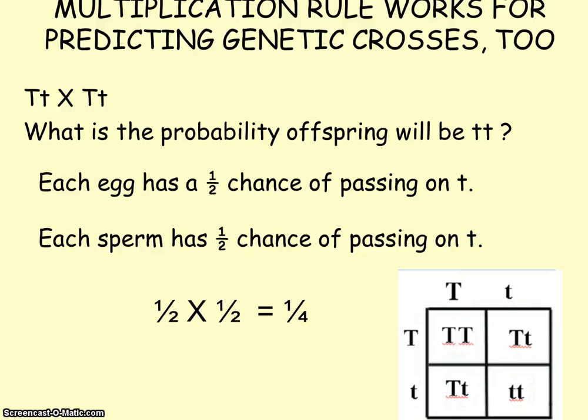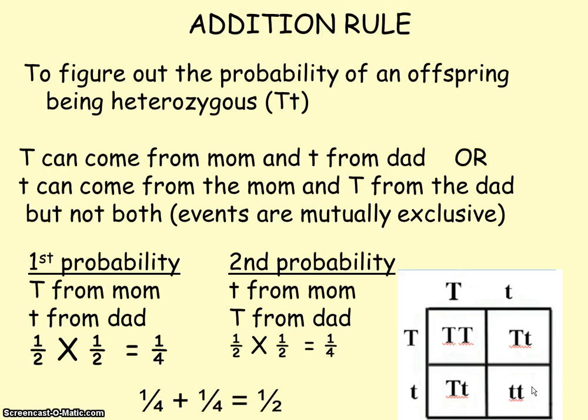So this works in genetic crosses as well. What's the probability of having offspring that will be big T, big T if both my parents are heterozygous? So each egg has a 1/2 chance of passing on a T, and each sperm 1/2. So if I multiply those together, I get a 1/4 chance, which you guys can see in the Punnett square as well.